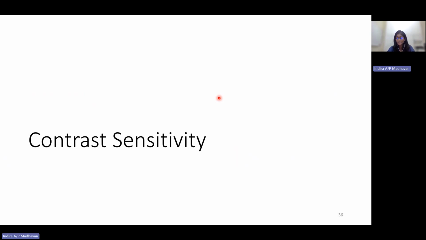When the cones or the central part are affected, the sensitivity of the macula will drop first, or the sensitivity of any region of the retina. The contrast sensitivity will drop first, and then only VA will drop. So that's what I want to say.